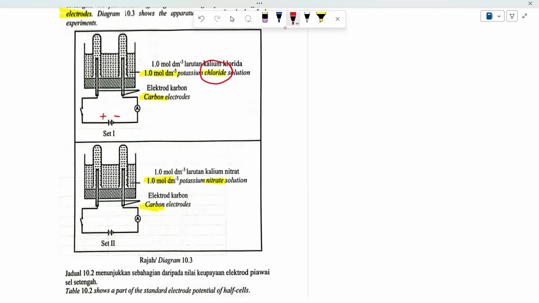So we list out all the ions inside here. Potassium chloride solution. What are the ions? Potassium and chloride. Solution? Hydrogen, hydroxide. This one also the same, right? Potassium, nitrate, hydrogen, hydroxide. Now we determine the ions that are selectively discharged.